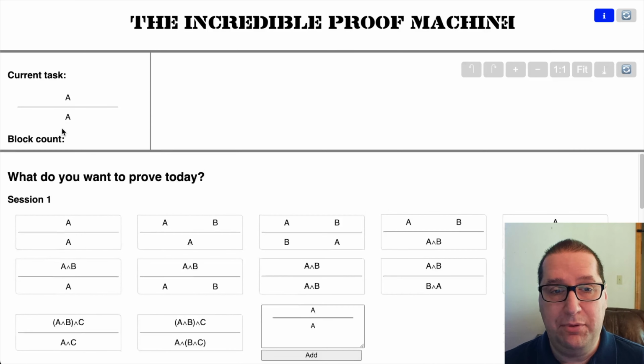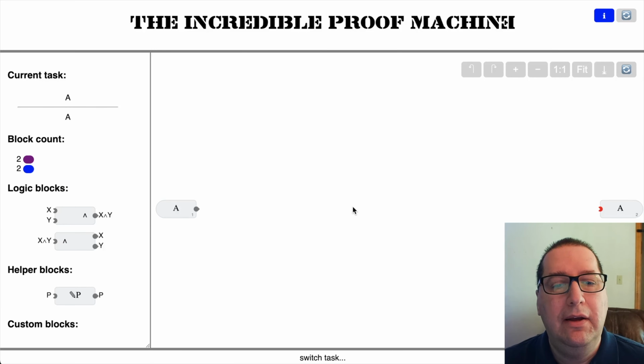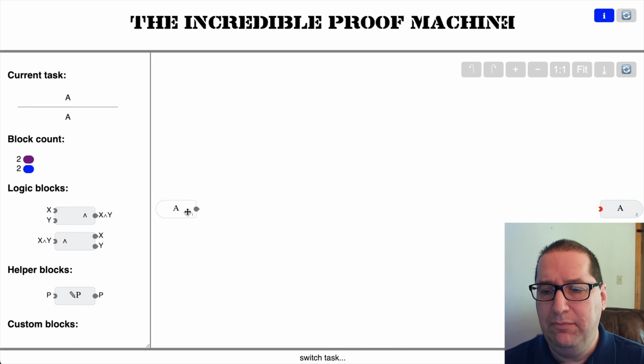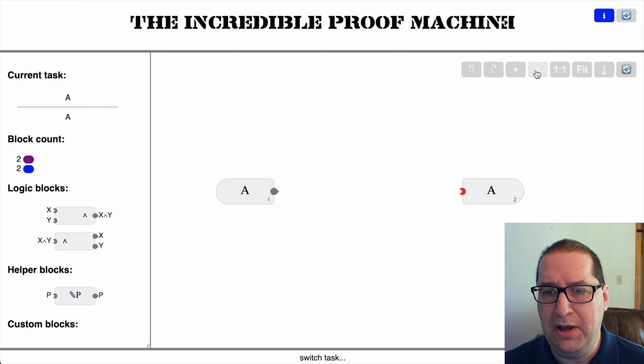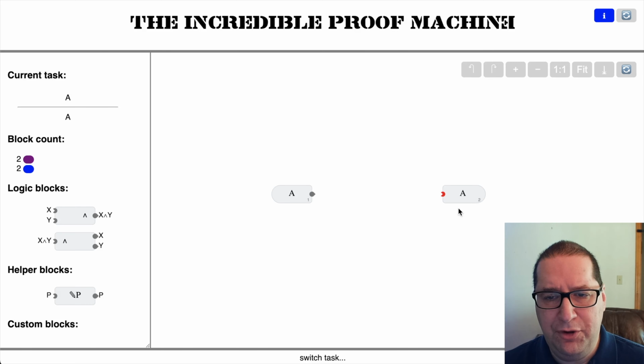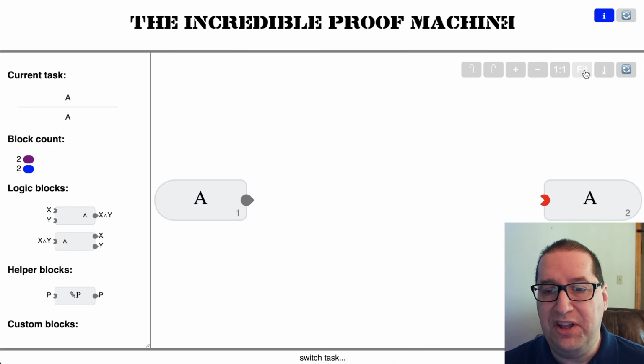All right, let's get to the proofs. Given A, prove A. That's what this means. Before we begin, let me make this a little easier to read. You can move these blocks around. And once you've moved them around, you can either zoom in using these plus and minus buttons. I don't know what 1 to 1 means. I guess that means the original scale. Or you can just click fit.